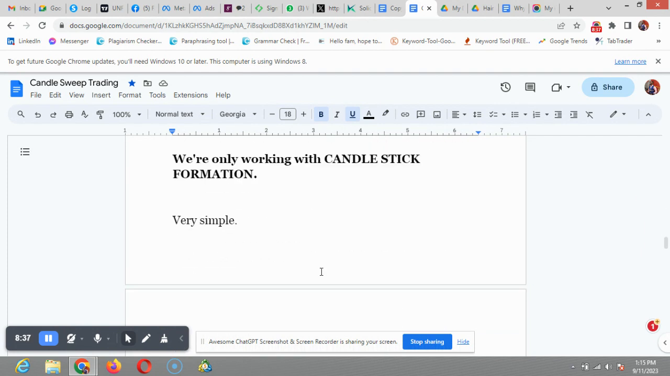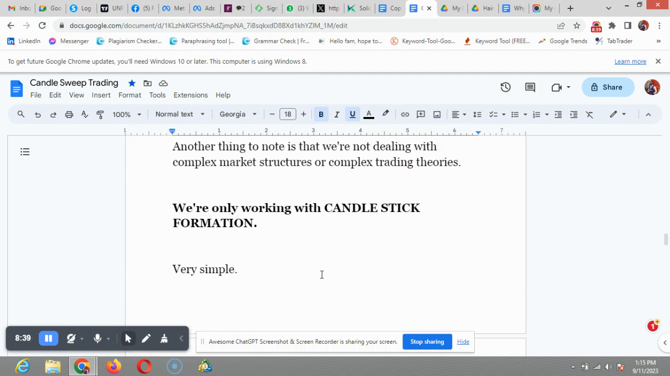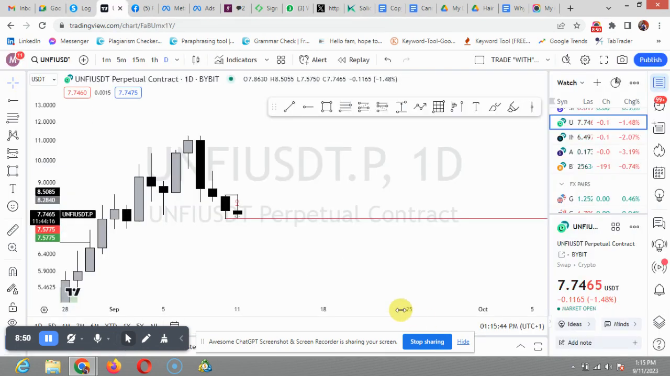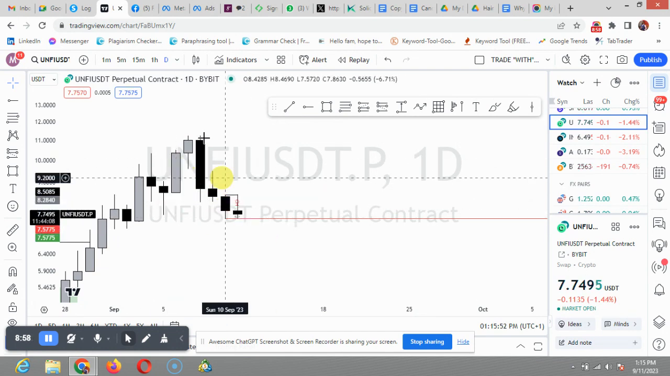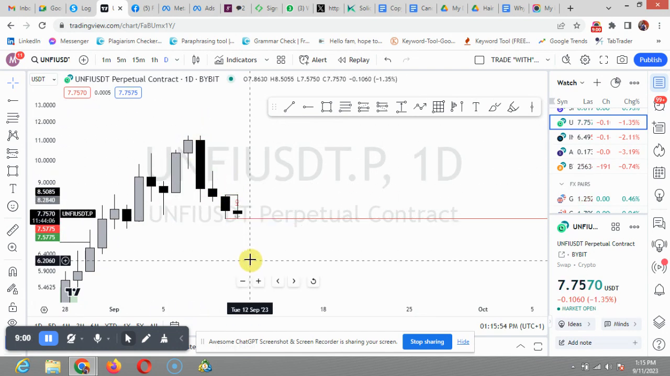So let's go. Also, I actually mentioned something. I said our job here is we are focusing on candlestick formation and not on some complex market structure. We're just following the candlesticks as they are forming. So this is a bearish candle, right? I can see one, two, three, four bearish candles. My job is to just watch out for these candles and find a sweep. Once I see a sweep, I just execute. It's as simple as that.